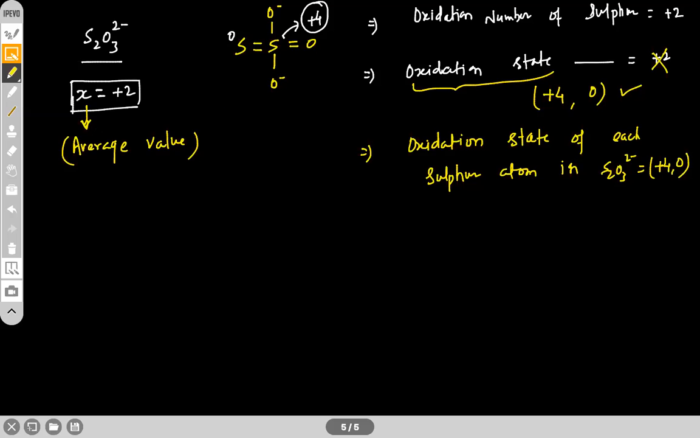And this is very important when we have more than one atom present, like here we have S2O3. If you have SO4 2 minus, then the oxidation number and oxidation state are the same because you have only one sulfur. The average is nothing but the value. So whatever method we use, X method or structure method, you'll get the same thing. But when we have more than one atom present, you have to be a bit careful.